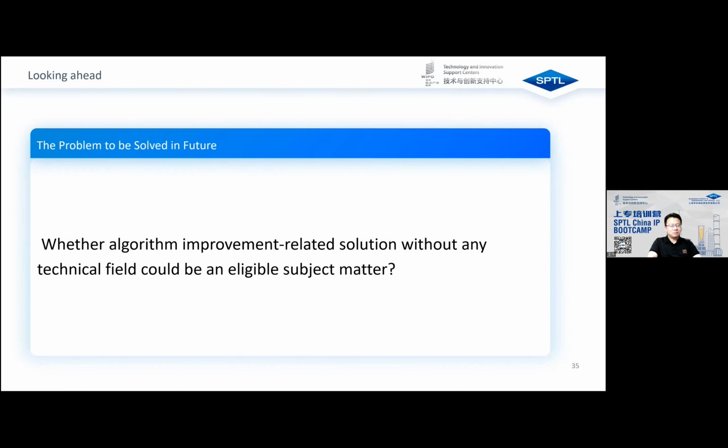Actually, from my personal perspective, what I'm really looking forward to is that algorithm improvement related solutions without any technical field could be eligible for patent coverage in China in the coming future. Since the demand of innovation entities for protecting this kind of solution is increasing at a rapid speed, and several computer implemented methods relating to dropout algorithm have been granted in the US in the past few years.